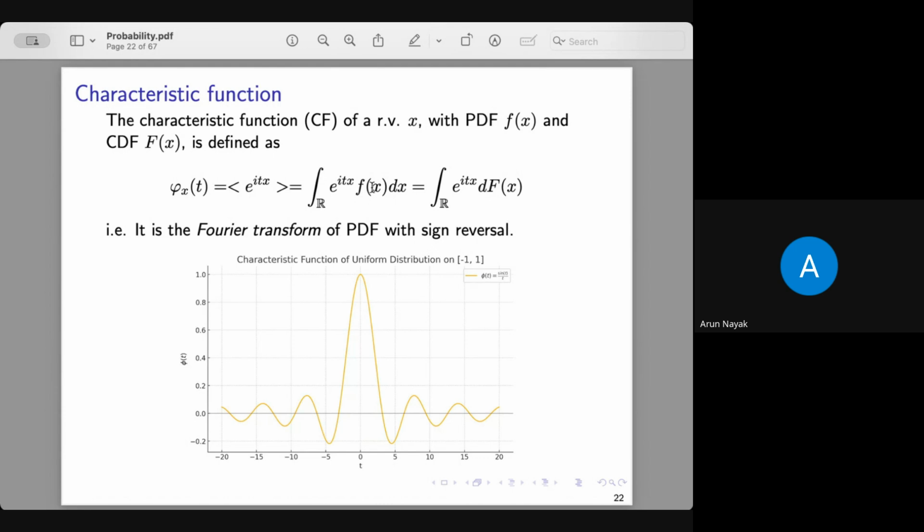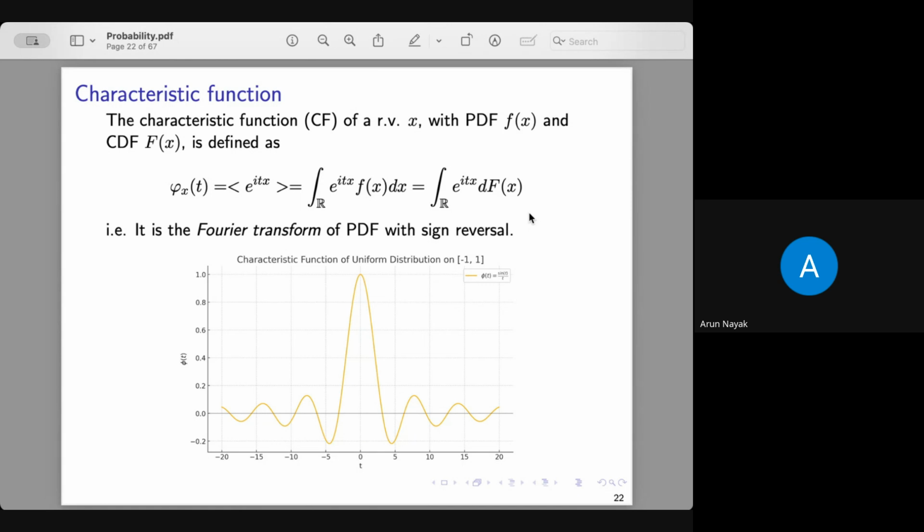So from this equation you can see that if we know either f of x, or capital F, which is the CDF, or phi of t, one of these quantities, the other two can be derived. So one of these will completely provide all the details. Okay.